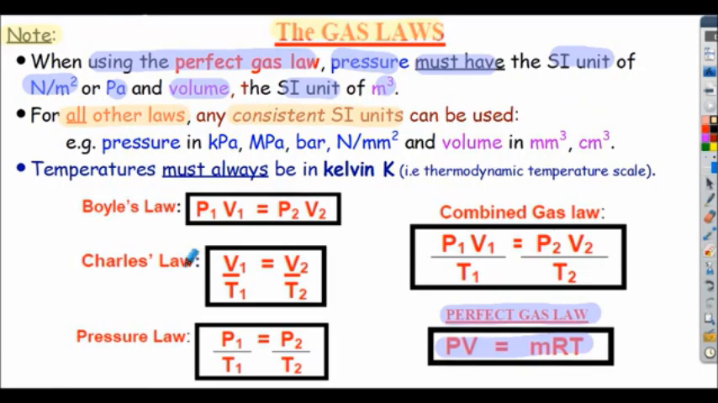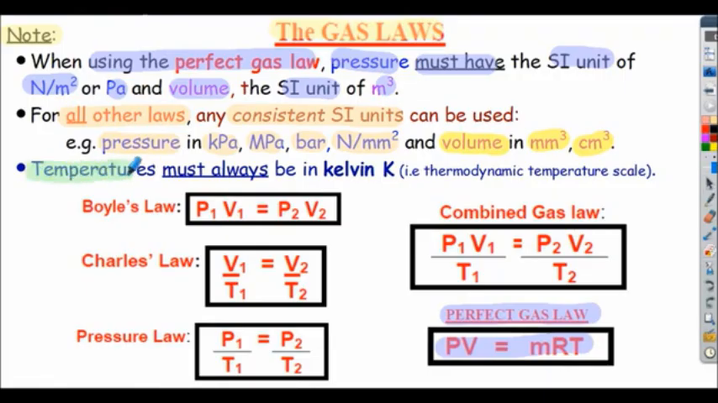So for example, in Boyle's law, Charles' law, pressure law, or the combined gas law, we can use pressure having the unit of the kilopascal, the megapascal, the bar, the Newton per millimeter squared, etc. As long as we are consistent and all pressures will have the same unit, we do not have to worry about using the Newton per meter squared. Likewise, for all the laws except the perfect gas law, we can use volumes in millimeters cubed or centimeters cubed if we so wish, as long as again we are consistent within our calculation that all volumes would be in millimeters cubed or centimeters cubed.